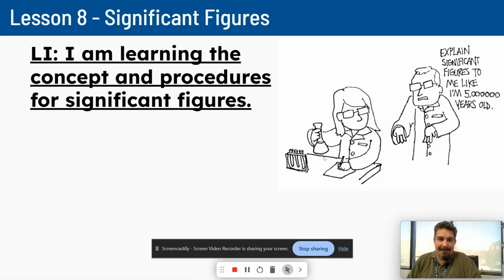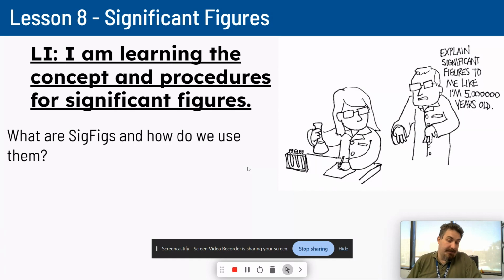All right, welcome to lesson 8, significant figures. So our intention today is I'm learning the concept and procedures for significant figures. So what are sig figs? That's a short way to say it. And how do we use them? We'll talk about the definition.